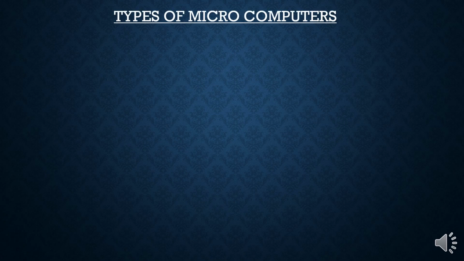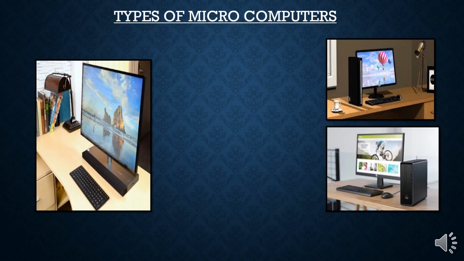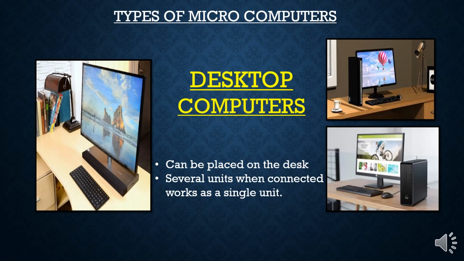Let's see the different types of microcomputers. Desktop computers. These computers are labeled as desktop computers and hence can be placed on a desk. They come with several units such as mouse, monitor, keyboard, and CPU, which when connected work as a single unit.